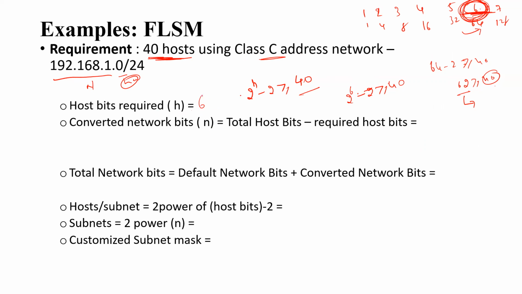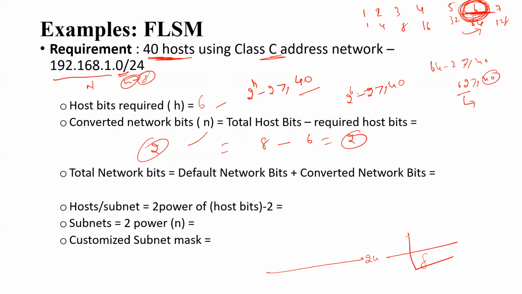6 host bits. And here we need to convert network bits. So how do we calculate that? The total number of host bits in class C is 8, right? How many do we require? Only 6. So 8 minus 6 is equal to 2. So converted network bits is equal to 2 here. In the last example I mentioned, till /24 is there and 8 bits are host bits. Only 6 are related to host here, and the remaining 2 we are considering as network. That is 24 plus 2, 26, right? In a similar fashion, we are calculating by using the formula.